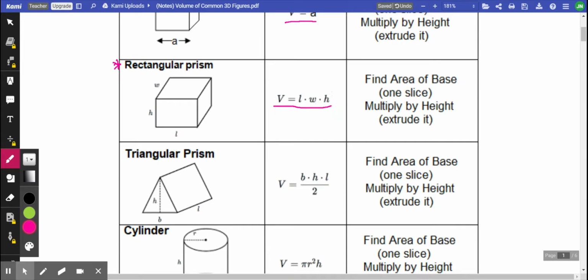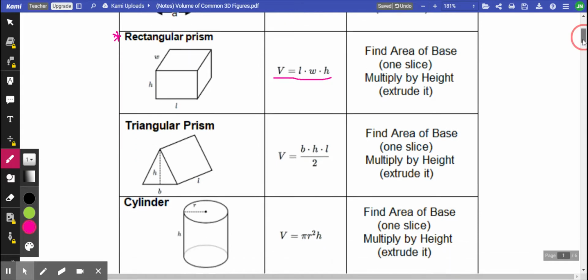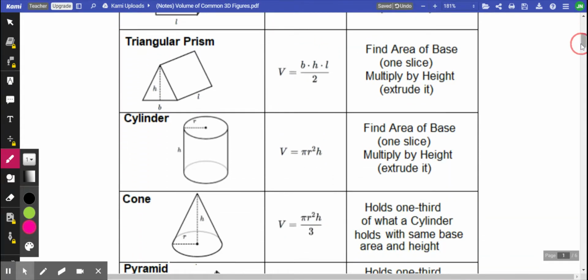For a triangular prism, which is another way of saying a triangular box. So whenever I think of prism, I think of some sort of box. Same idea here. The volume formula is base times height times L divided by 2, where as you can see, the base and the height are right there corresponding to the triangle, and the L is the length from the front to the back of that box.